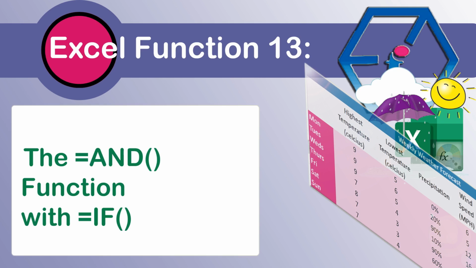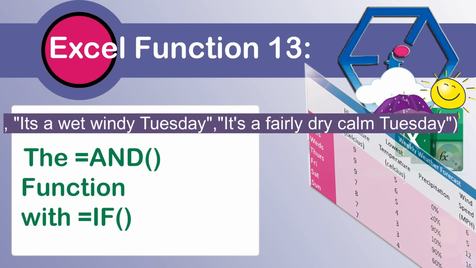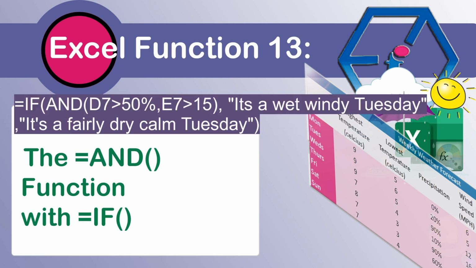Since we are now using two functions, each needs its own opening bracket. And, since we are now testing two conditions, we place these two tests inside brackets and separate them with a comma. Then, it's just the same as we did before, whereby we provide the text string to show if the test is true and then the text string to show if the test is false. This gives us our complete formula. Now let's see the AND function and IF function in action.